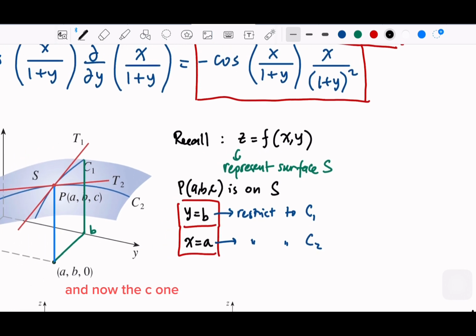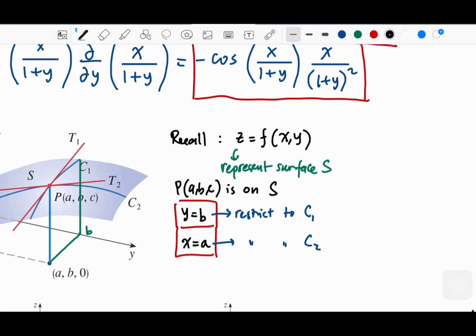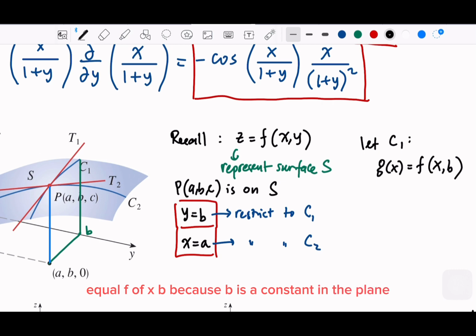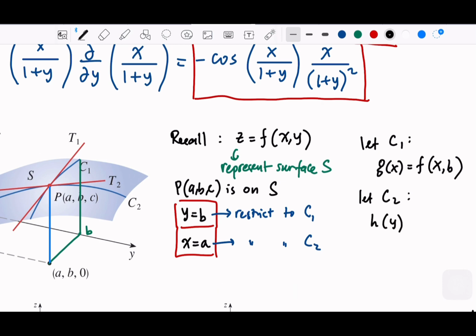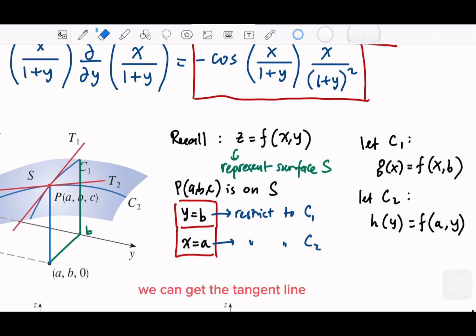And now, we can imagine curve 1 and curve 2 as other functions. So let's take C1 as g of x equal f of x, b, because b is a constant in the plane. And then C2 is a function of y. So we take x as a constant, and then the variable is y. If we apply our calculus one rules to these two functions, g of x and h of y, we can get the tangent lines, which at the end of the day will be T1 and T2.